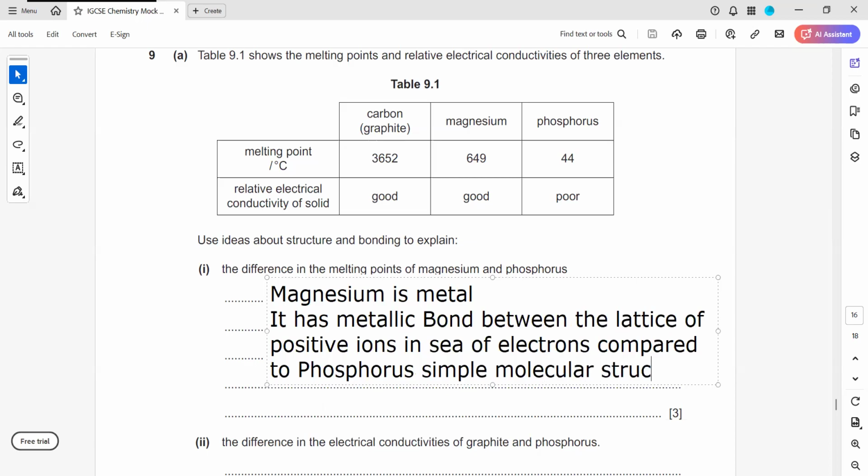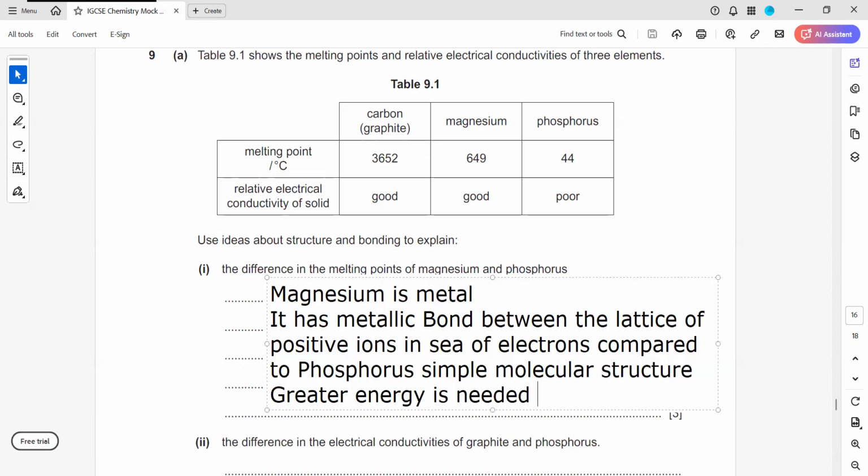Yes, same thing. No. Molecular, simple. Yeah, simple or molecular structure. You can also say greater energy is needed. And can we write strong bonds instead of metallic bonds?